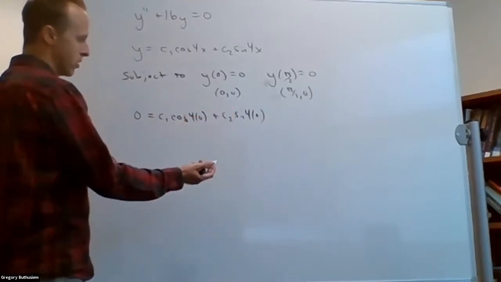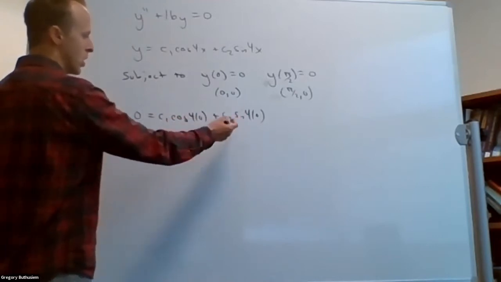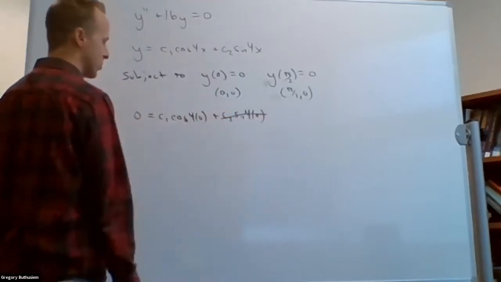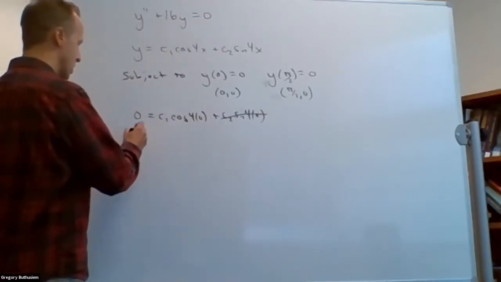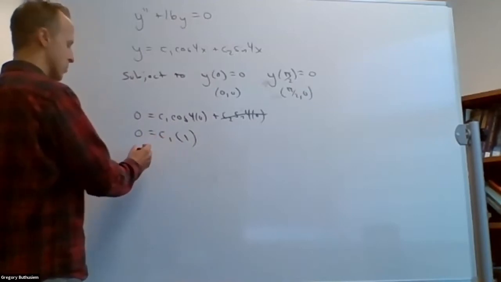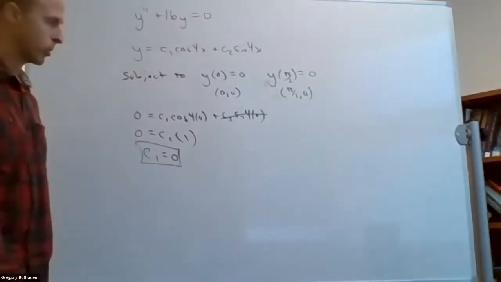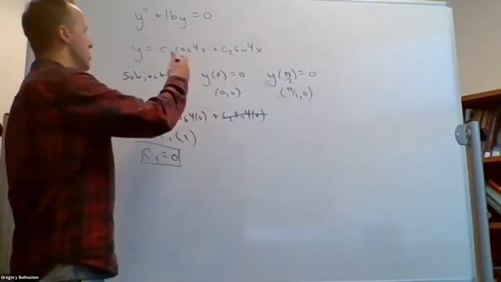4 times 0 is 0, so I have to know how to do the cosine of 0 and the sine of 0. Well, cosine of 0 is 1, sine of 0 is 0. Well, sine of 0 is 0, that's gone. So this tells me I have 0 equals C1 times 1. Well, that tells me that C1 has to equal 0. Okay? First part.